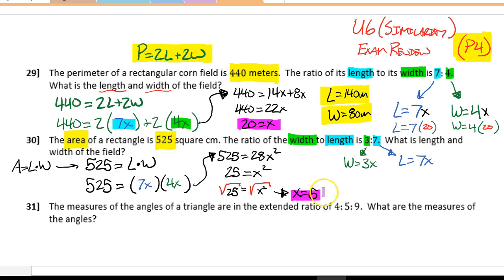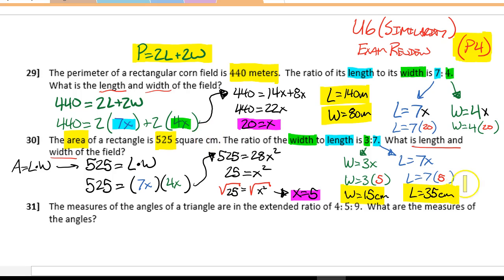We're going to again substitute these in to find the length and the width, as that was what the original problem was asking us for. What is the length and the width? Width is equal to 3 times 5, length is equal to 7 times 5, giving us our answer. Width is equal to 15 centimeters, our unit from the problem, and length is equal to 35 centimeters, unit from the problem.